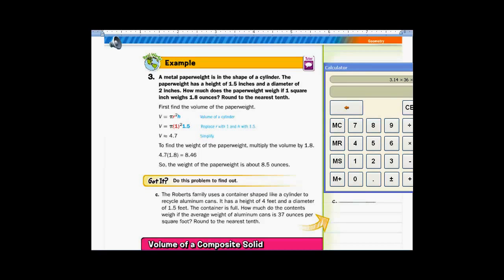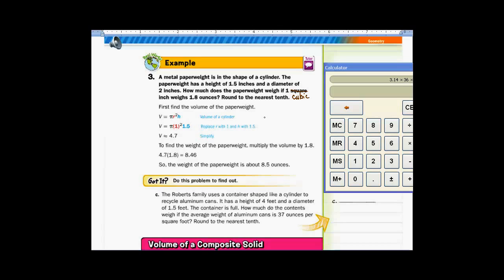Okay, so if I want to find the weight of this, we're going to have to do a few calculations here. One little correction before we get much further. How much does the paperweight weigh if 1 square inch weighs 1.8 ounces? Anyone see anything wrong with that? If we're talking about volume, are we talking about square inches? No, we are talking about cubic inches. If we were talking about square inches, we would not be dealing with volume, you'd be dealing with the area of something. So they're talking about if 1 cubic inch weighs 1.8 ounces.